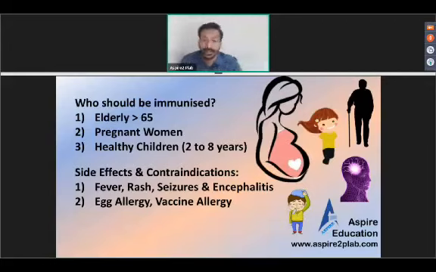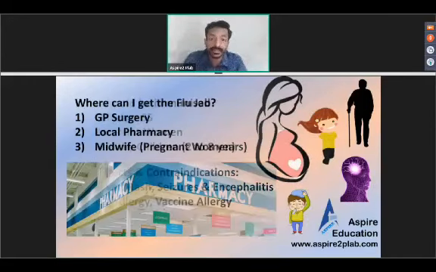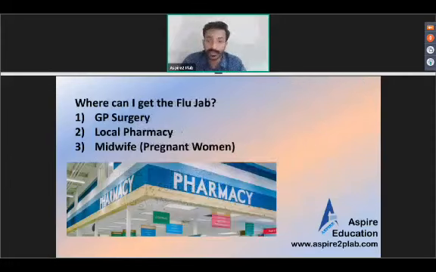Where can I get this flu jab? The patient is asking where she can get this flu jab. Actually, it is available at the GP surgery and the local pharmacy also. And if it is a pregnant woman, you can get it from the midwife as well. But in this case our patient is a child, 3 years old, and we are talking to the mother. So if she's asking where she can get it, that's from the GP surgery and also the local pharmacy. Not all, but some local pharmacies give this flu jab. All right. So GP surgery, local pharmacy, and midwife if the patient is a pregnant woman.